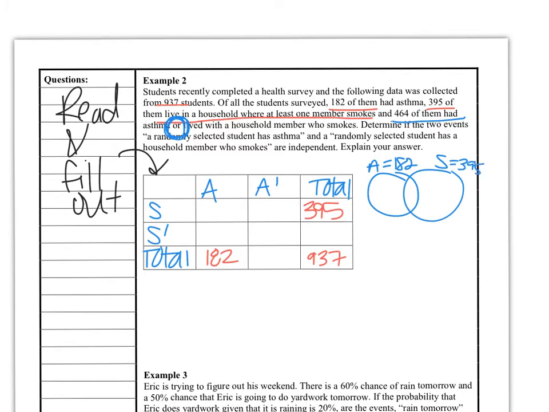We know that there's 937 in total, but our "or" section, so this piece plus this piece, is equal to 464. So we want to come up with the "and" section. To do that, remember that we can just add the two totals, A and S, and subtract away the "or," and then we'll be good. So 182 plus 395, but then subtract away your "or." This gives us 113 for the "and" section, which gets plopped right here, where the two events occur together. So go ahead and fill in the rest of the table.